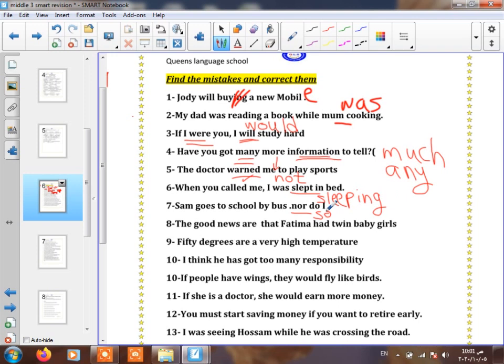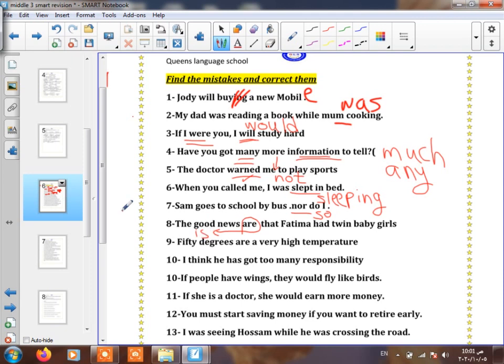Okay, number 8. The good news are that Fatima had twin baby girls. So, where's the mistake here? Okay, have you thought of it? Okay, the mistake here is the verb after news, because news is an uncountable noun, so I must put is. So the good news is.